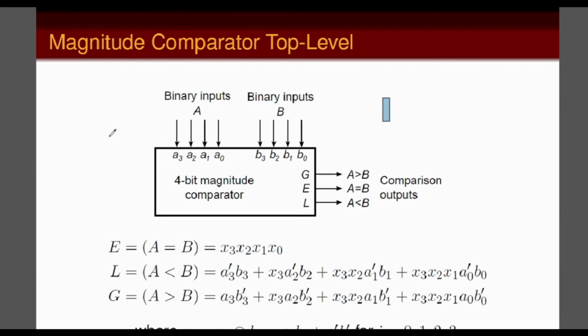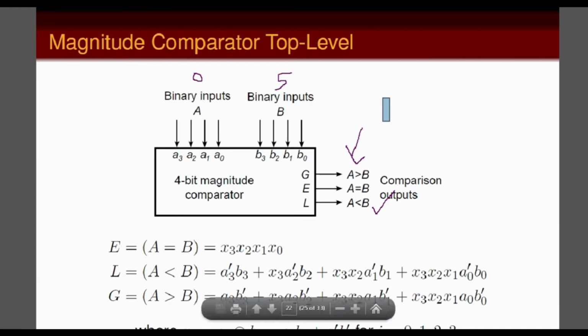If, for example, here A is 0, here B is 5. Now B is bigger than A, therefore your B greater than A, or A less than B, output is on. Your reference is always A. In this case, A is 0, B is 5, so A is less than B. That means this one will be turned on and the rest will be 0.